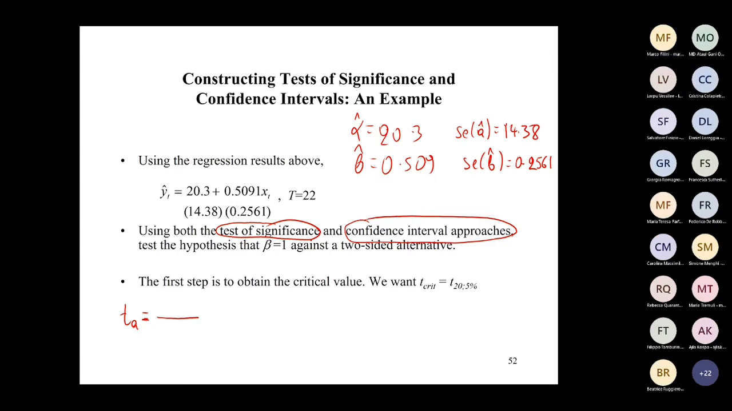For alpha, what is the numerator? 20.3 divided by 14.38.